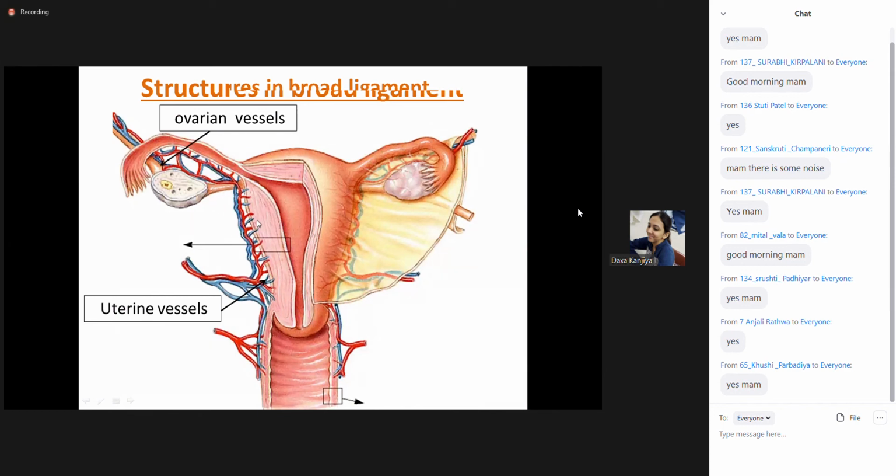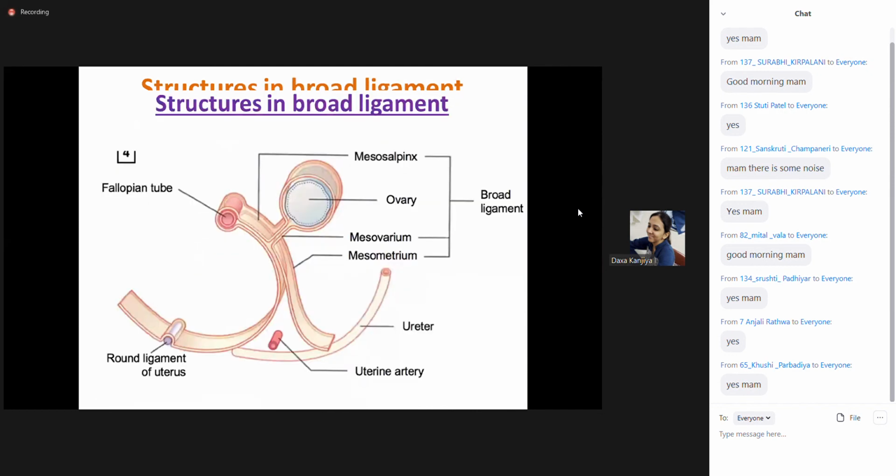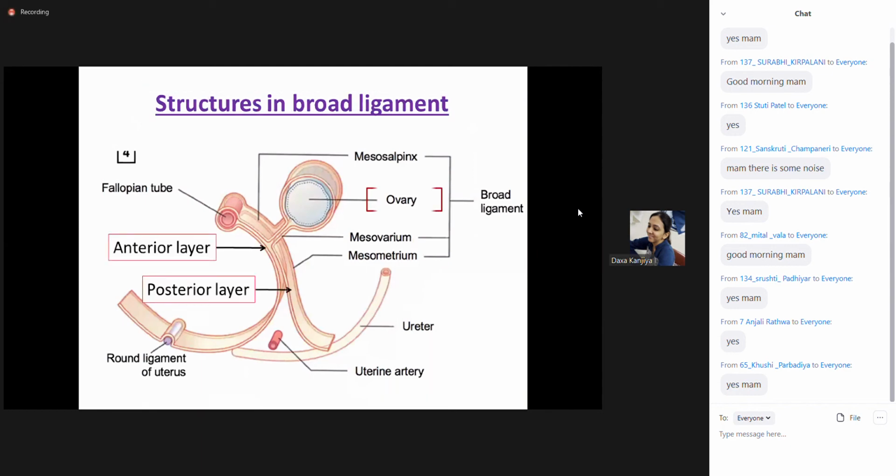Right? And along with the vessels, there lie nerves, lymphatics, and connective tissues. So again, here you can see the structures within the broad ligament. See the anterior and posterior layer. It covers the ovary, fallopian tube, round ligament, uterine tube, right?